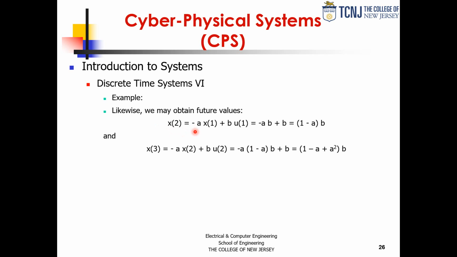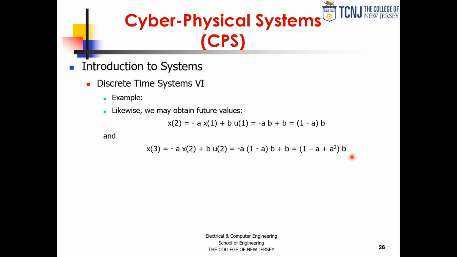I have minus a times the output at 1, well, that's what I just calculated, that's the previous output, plus b times the input at k equals 1. But it's a step function, so that's 1. So I get this expression, which I can rewrite as 1 minus a times b. And I can do that for k equals 3. So k equals 3 is minus a times x at k equals 2, which I just calculated, plus b times u at k equals 2, which again is 1 because we're talking about a unit step function. And I get this expression in terms of those constant coefficients.